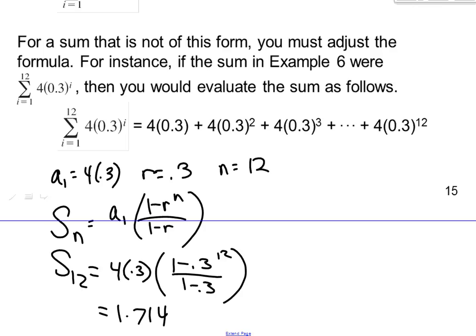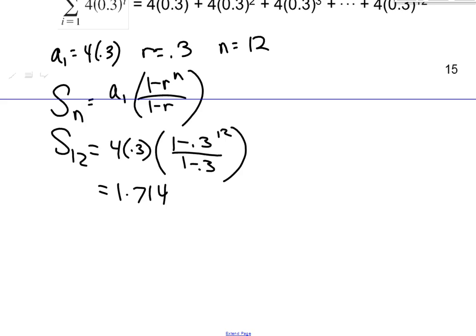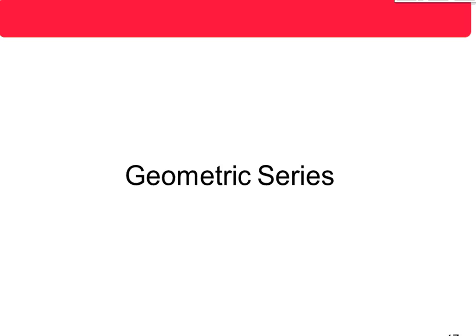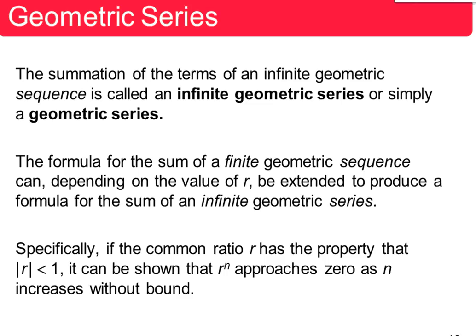And look, it's a much different answer as we look at this one, because it's getting lower. So then when we add it, it started lower and it ends up lower as we go. So that should make sense, subtracting 4 from that other answer. So geometric series is the next section. And summation of terms of an infinite geometric sequence is called an infinite geometric series, or just geometric series. So now we're going on forever.